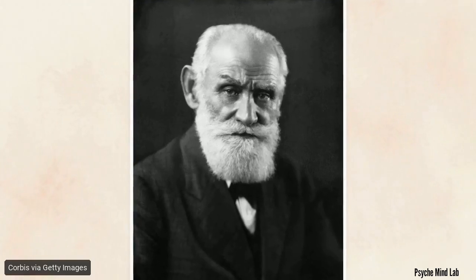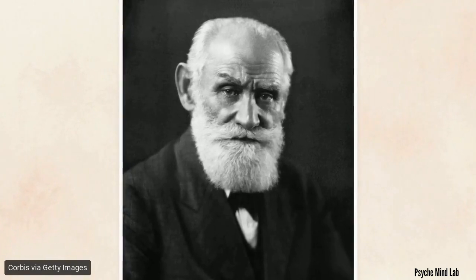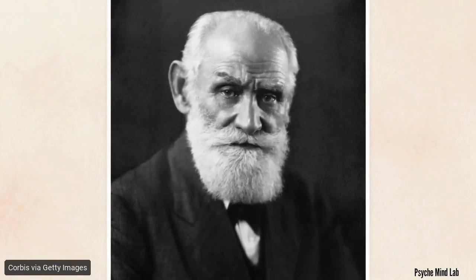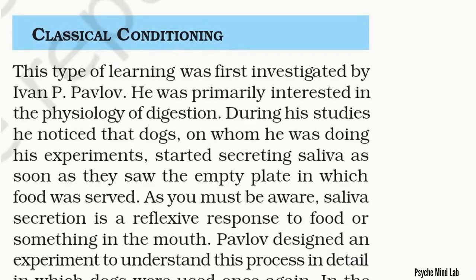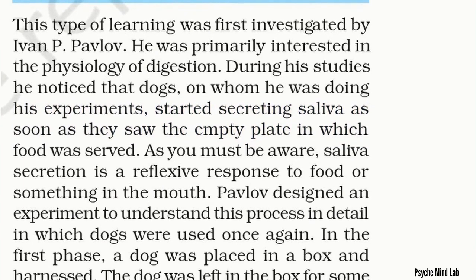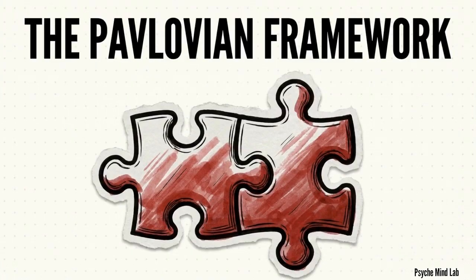Ivan Pavlov discovered the mechanics of this programming while working as a physiologist, originally focused on the study of the digestive system. During his research, Pavlov noticed that his dogs salivated at the sight of an empty food plate, or even at the sound of a researcher's footsteps, long before any actual food arrived. This observation regarding canine digestion provided the foundational framework for classical conditioning, the process of learning through association.